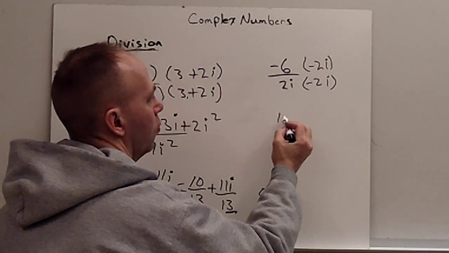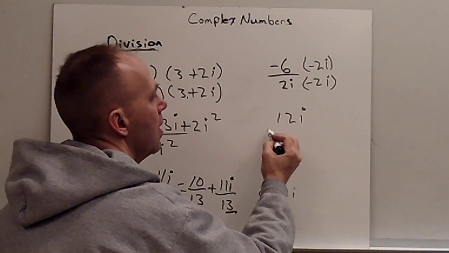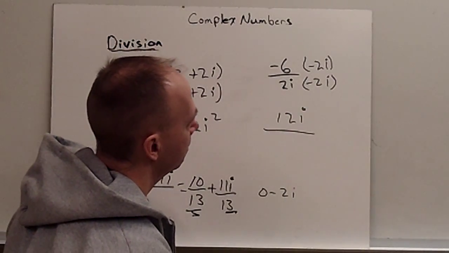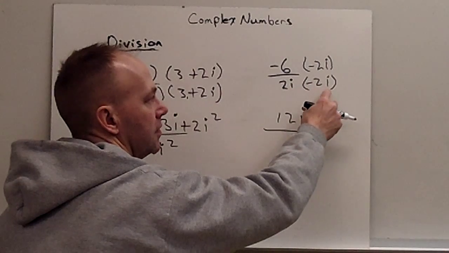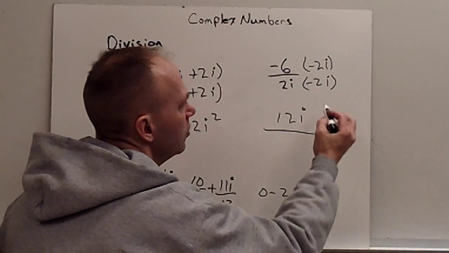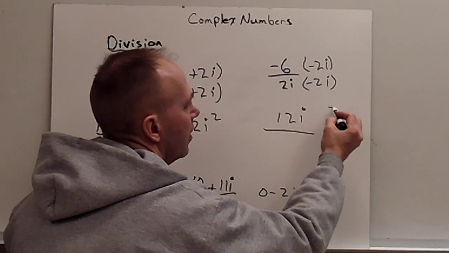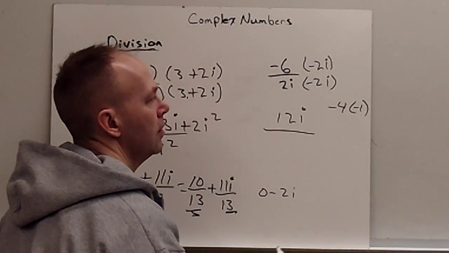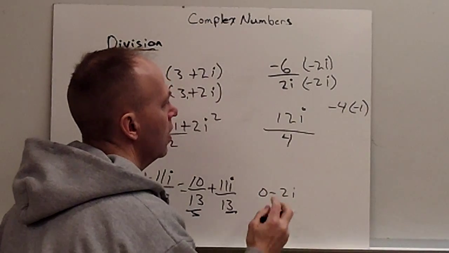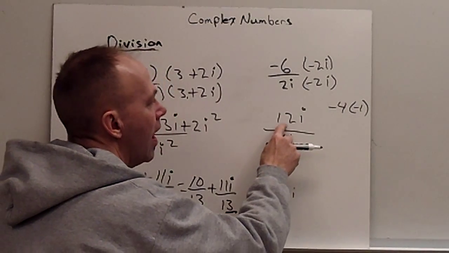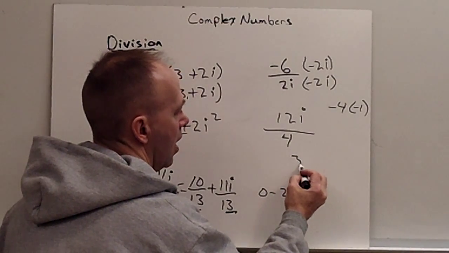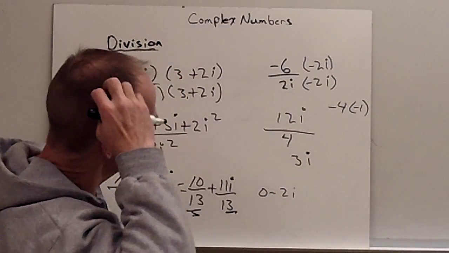Up top, I get 12i. Down below, I got 2 times negative 2 is negative 4. Now I'm going to have i times i, or i squared. So that's going to be negative 4 times i squared, or negative 1. It's going to be positive 4. And now I can divide the real parts to get 3i.